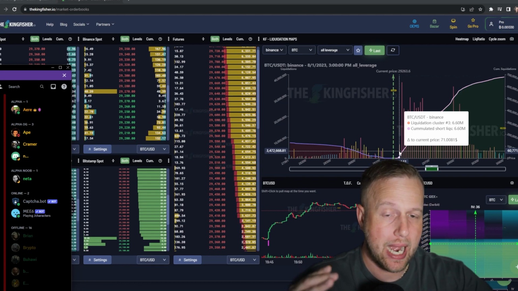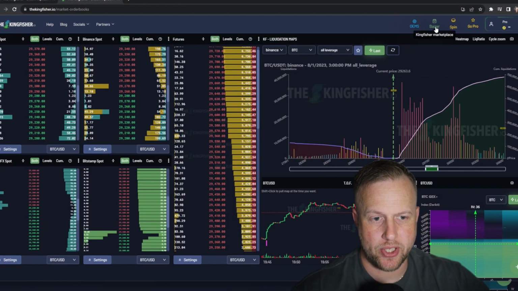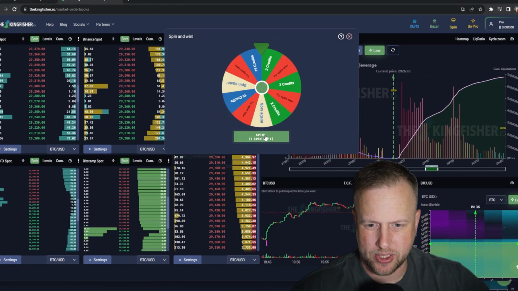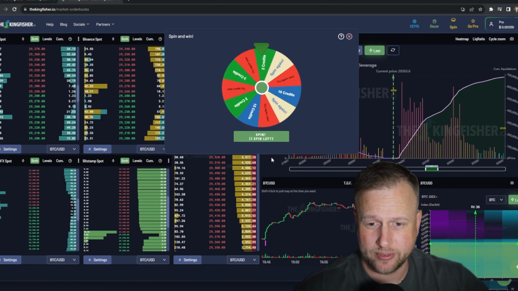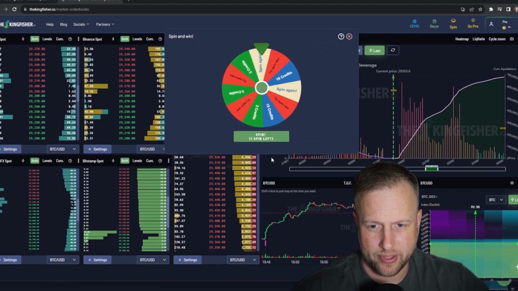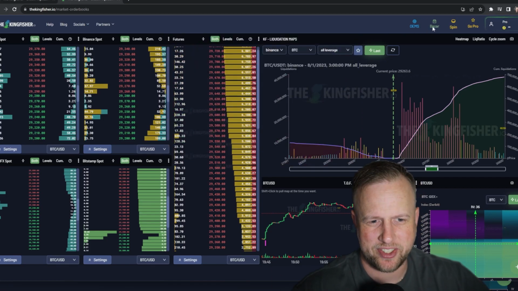Map them both out. When you sign up for Kingfisher, the bazaar is right here. You can spin and win some stuff. Look, I got a spin. Let's see what I win here. You can get some credits and stuff like that. Didn't win, but I forget to do that every day.